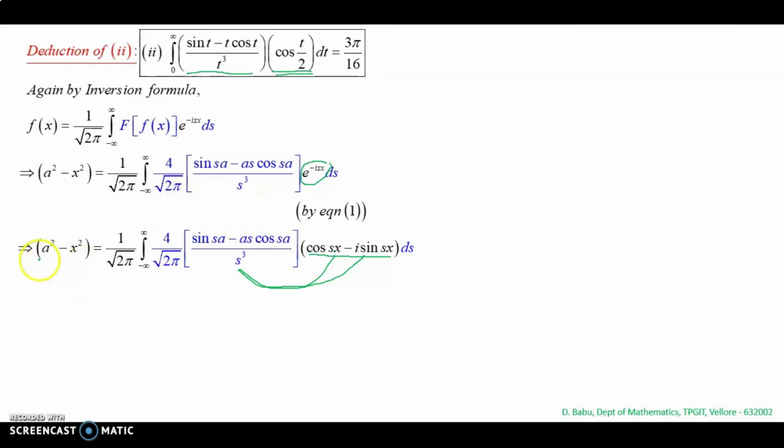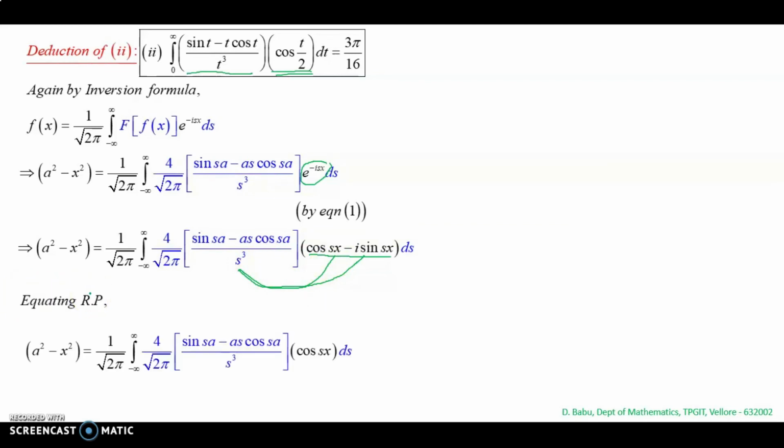For LHS, the real part is a square minus x square. There is no imaginary part in LHS. For RHS, the real part is this bracketed term into cos sx. So, equating real parts, we get this one.